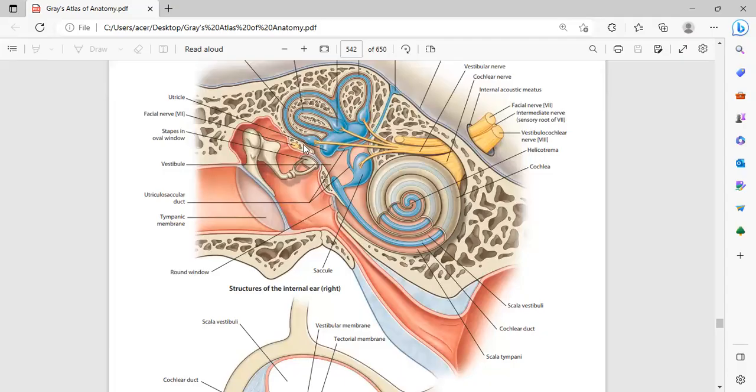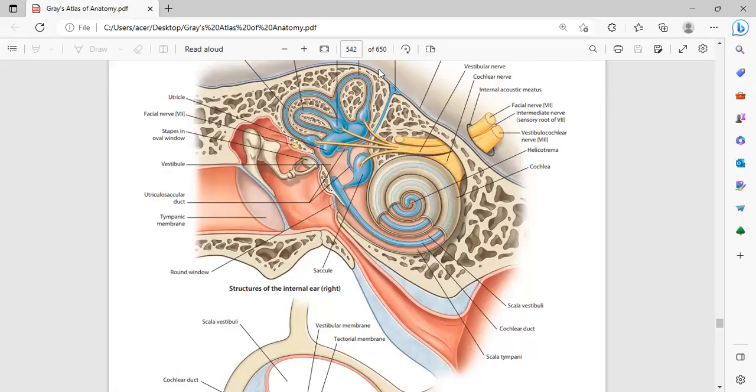Okay, so here you can see the membranous labyrinth isn't connected here. It's just the osseous labyrinth that is connected here to the oval window and here to the round window. So it will communicate with the middle ear through these two windows, and above this you have the posterior cranial fossa.